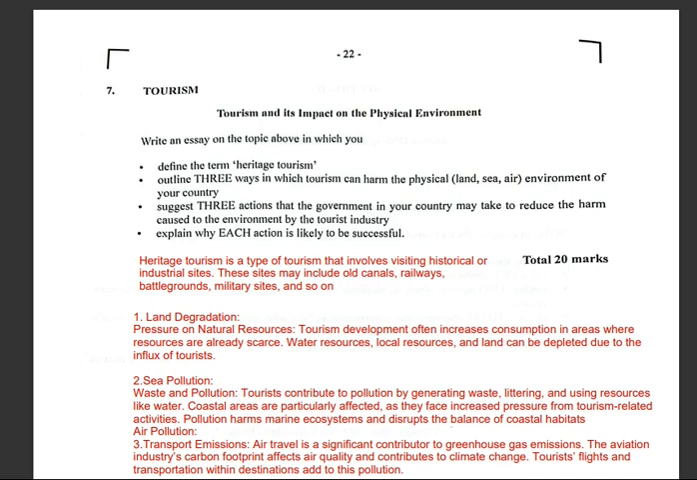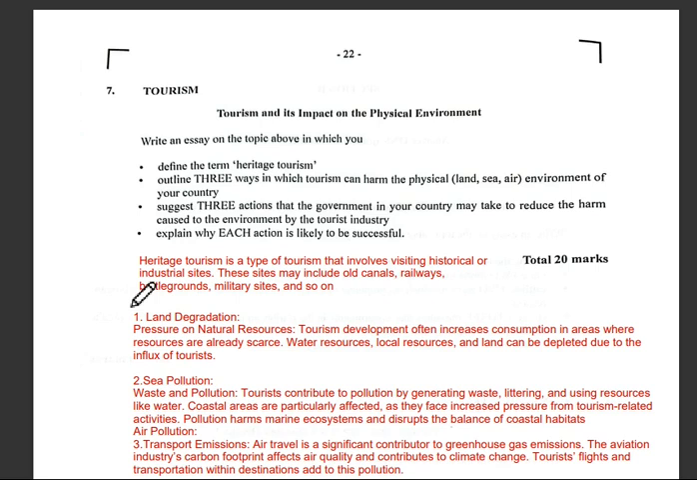Here it says you need to outline the ways in which tourism can harm the physical land, sea, and air environment of your country. So here we're going to outline the 3 ways in which tourism can harm the physical land, sea, and air. Let me break it down for you. For land, it would be land degradation, where we have pressure on natural resources. That would be one way.